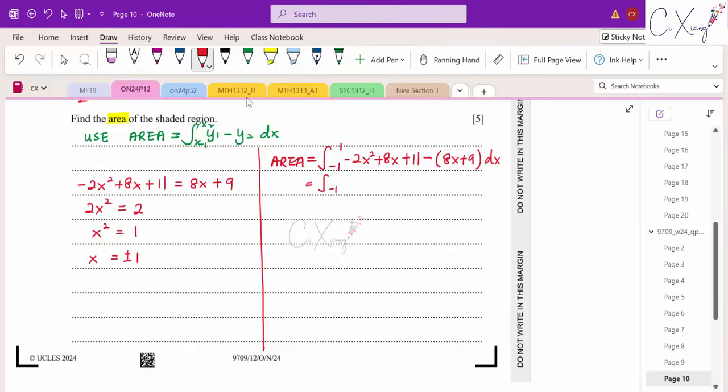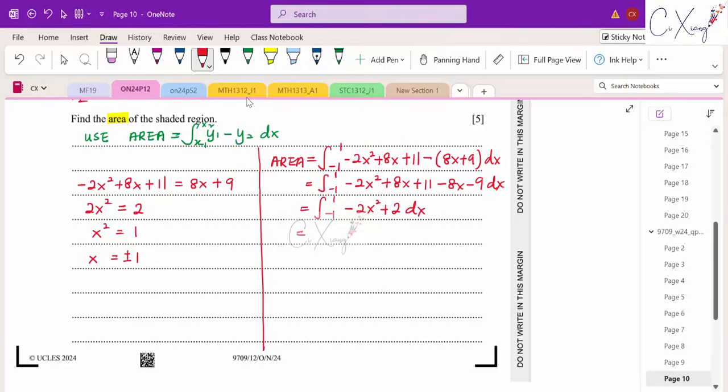But usually before the integration, my personal habit is I prefer to simplify my expression first before I integrate them. I feel that this can make the solution slightly shorter, and it's helping us to avoid making careless mistakes. Right, so I'm having negative 2x squared. Then 11 plus 9 I get a plus 2. Sorry, 11 minus 9 I get a plus 2. Then from here you can see that my equation becomes very simple and you can start the integration.